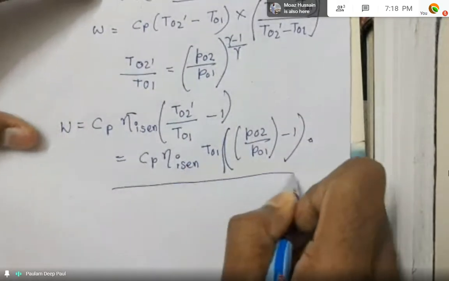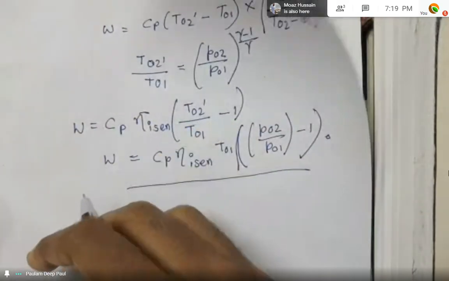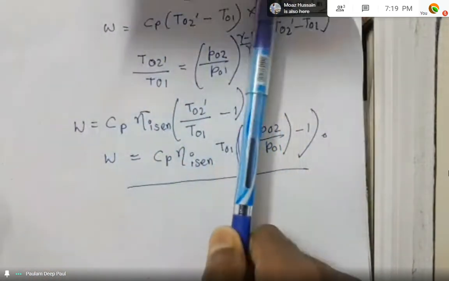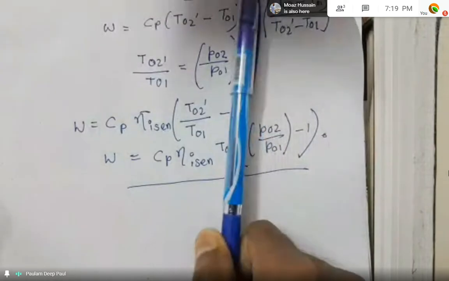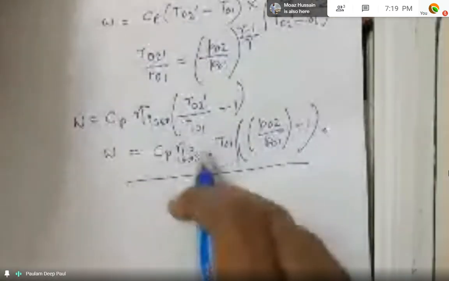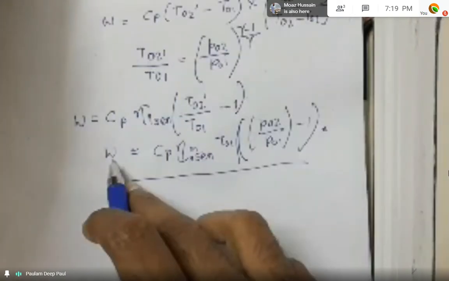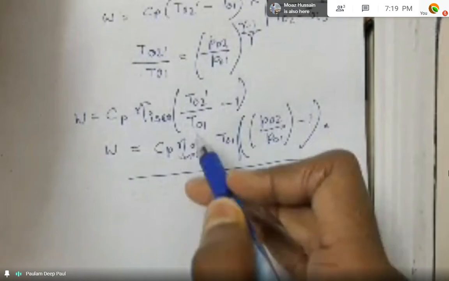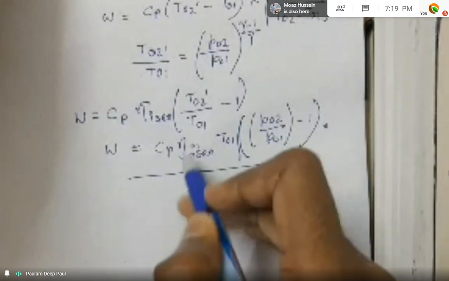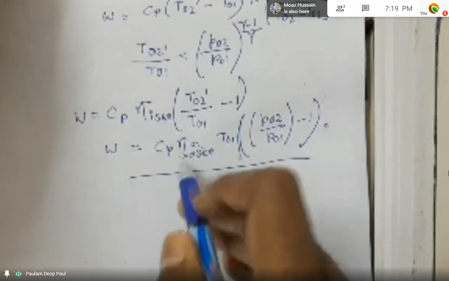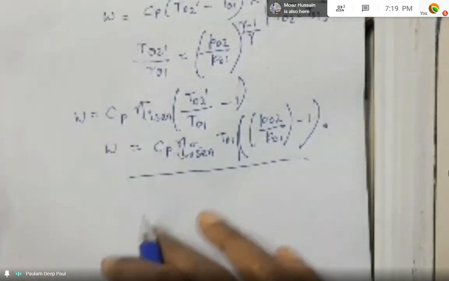We get this formula for the polytropic efficiency in terms of the work done. So from here, obviously, if the polytropic efficiency is given, you can just put the value here, and we can get the work done. But if the work done is given, and you need to find the polytropic efficiency, you can put the amount of work done here, and we get the polytropic efficiency value.